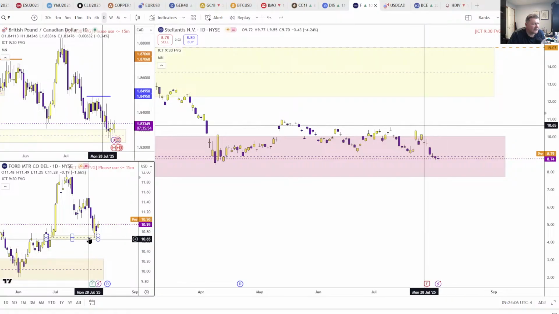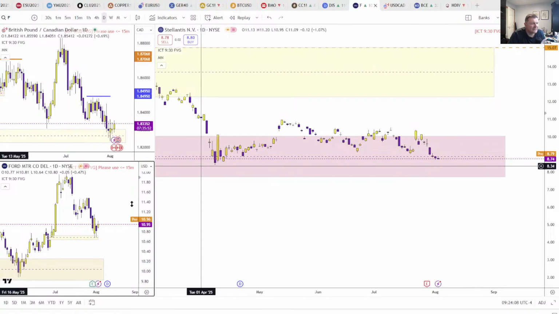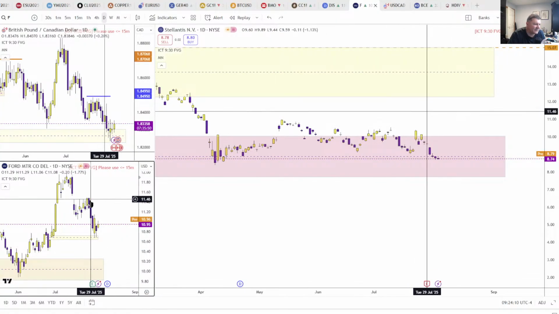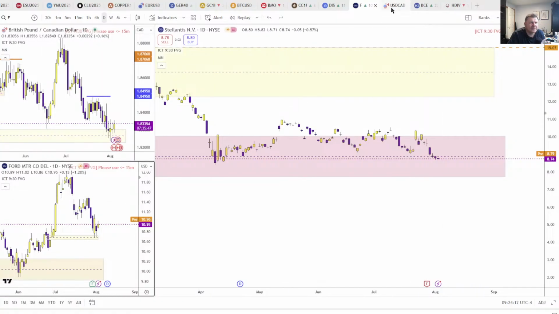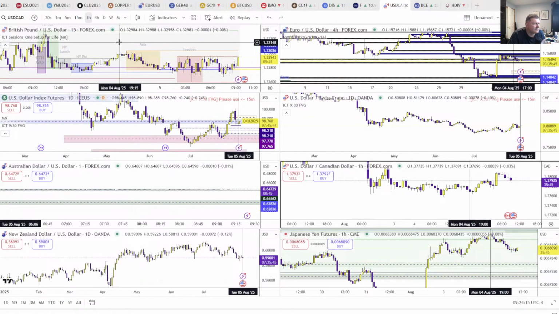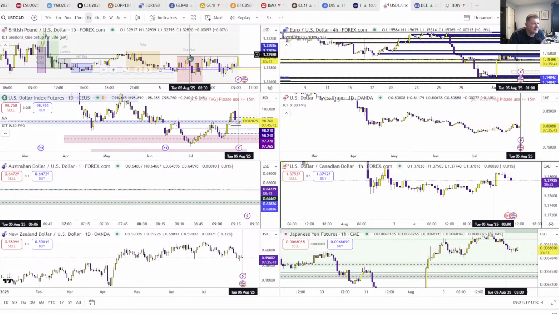Ford, still looking for Ford to break through this level. If it finds support off of that, then I'm not interested until we get above here. Reaching for its highs.